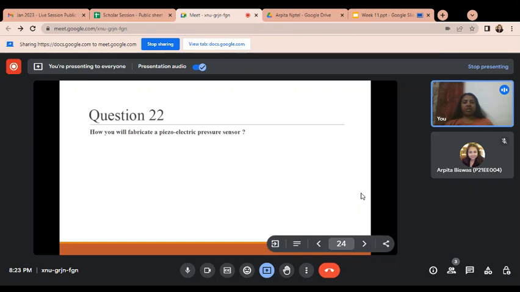So the next question is question number 22. How will you fabricate a piezoelectric pressure sensor? So go through the question. Actually, we already discussed this type of question in previous classes also. For your recall and to revise the previous chapter, we are discussing this type of question, the fabrication steps of the piezoelectric pressure sensor.